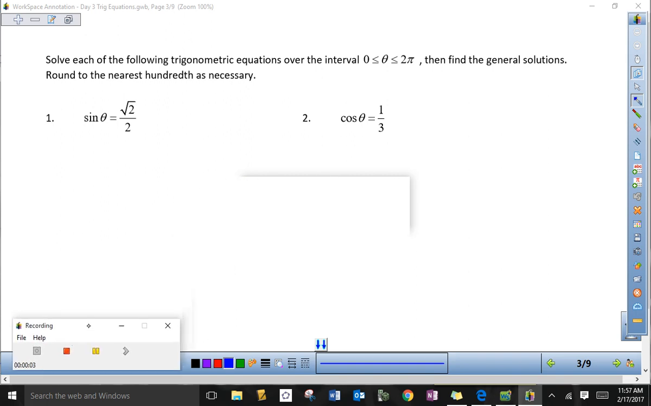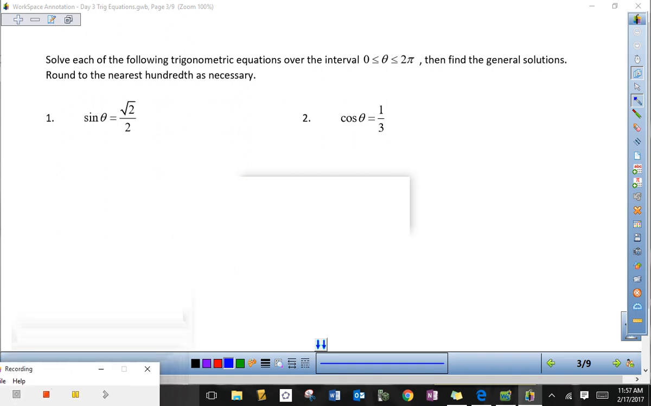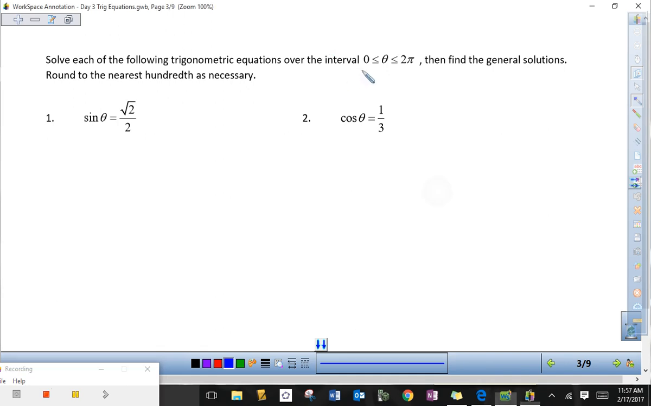This video is going to cover how to solve trig equations. Okay? So our job for each of these is going to be to solve the equation and give all solutions from 0 to 2 pi, or in the unit circle. And then we're going to find the general solution, so every solution after that. For ones that don't come out nicely, we're going to round to the nearest hundredth.